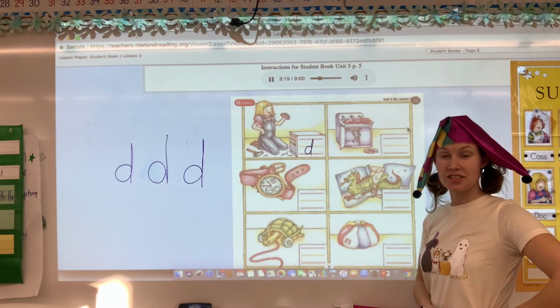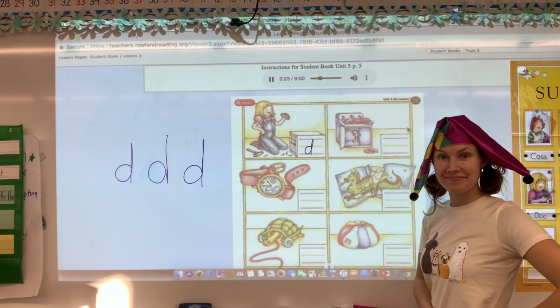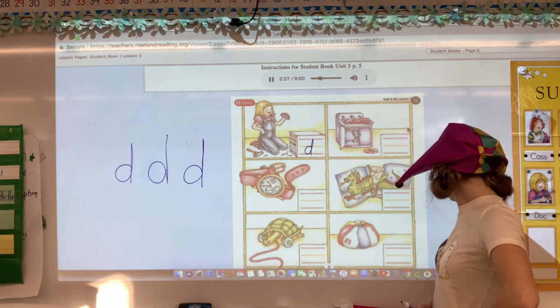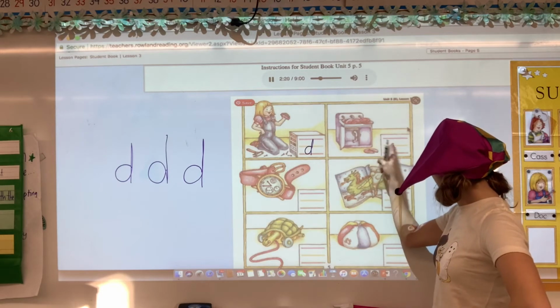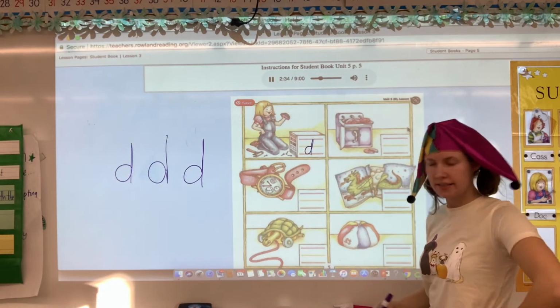Dish. Dish. Does dish begin with the sound D? If your answer is yes, write lowercase d on the lines next to the toy sink. If your answer is no, mark an X on the lines.